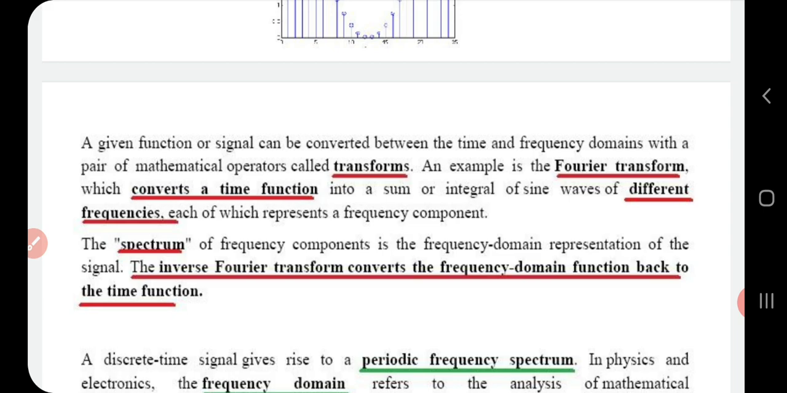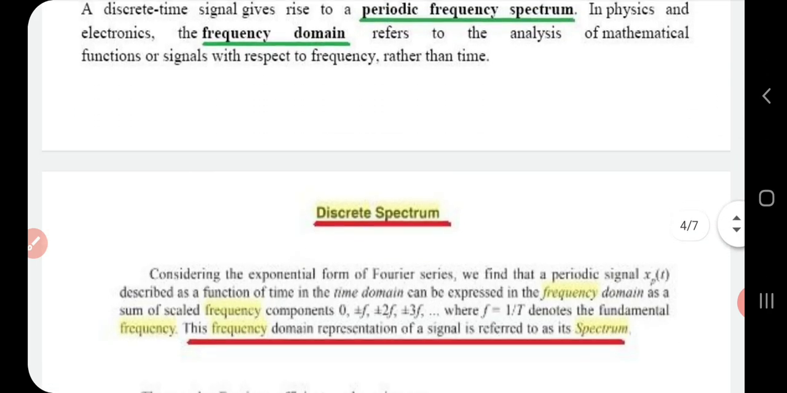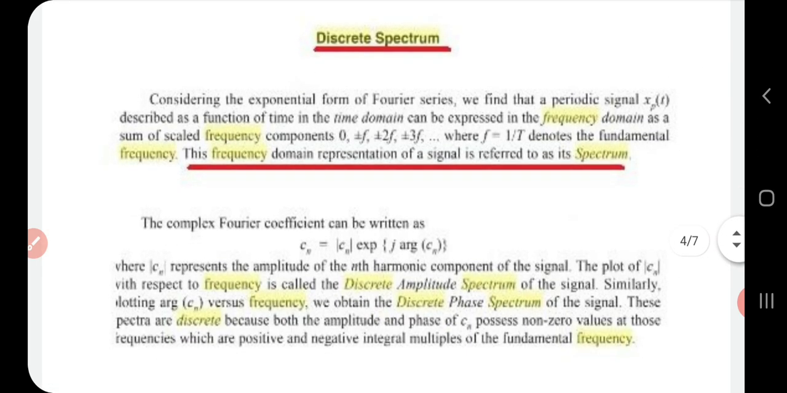Okay. Now, a discrete time signal gives rise to a periodic frequency spectrum. In physics and electronics, frequency domain actually refers to the analysis of mathematical functions or signals with respect to frequency rather than time. So, in this session, just study the important definitions that I have underlined. Okay. Now, we learn more about a discrete spectrum.